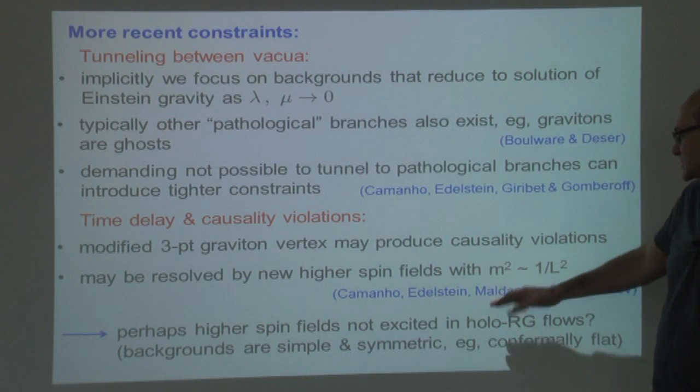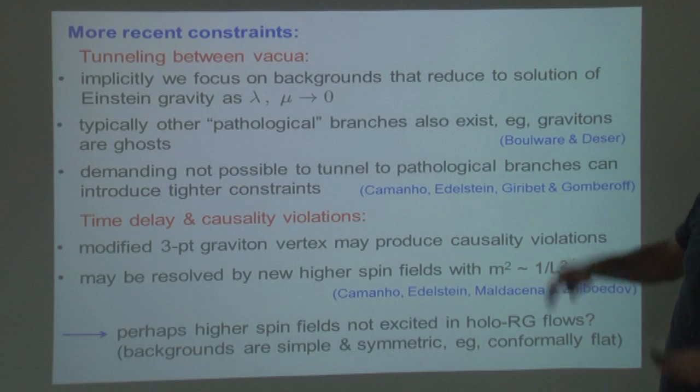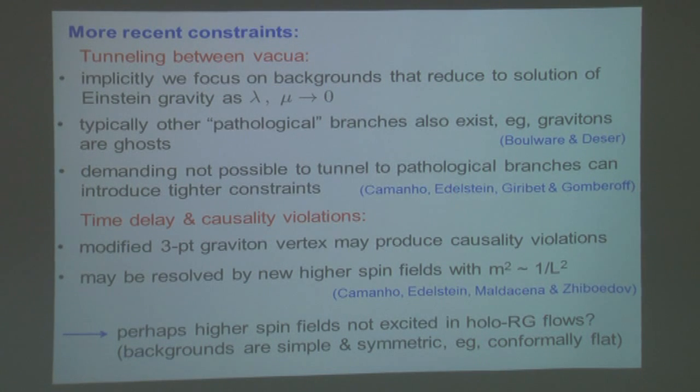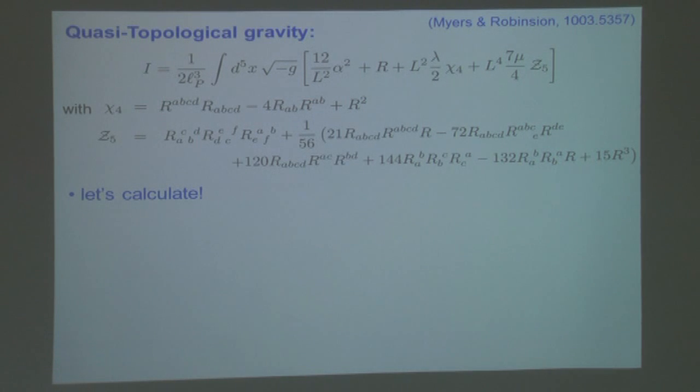But in particular, I'll just say as a caveat, because I'm going to carry on and tell you about our calculations anyways, that perhaps these higher spin fields just aren't excited in our holographic RG flows, because they're very simple backgrounds that have a lot of symmetry. In particular, the geometries that I'm looking at are entirely conformally flat, even though they tell us something interesting. But there's an open question mark there, and I'm just saying that's there, and I'm going to carry on.